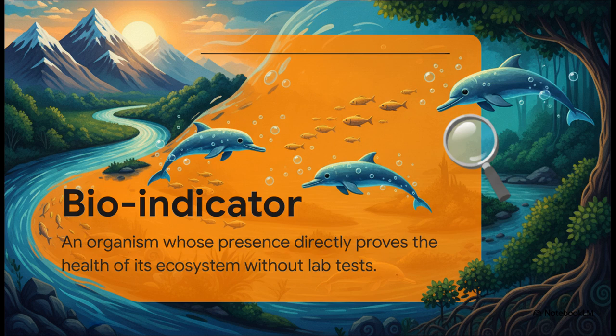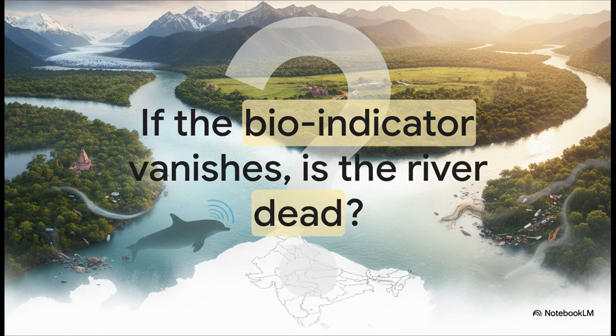Well, it means if you see this dolphin happily swimming around and hunting in a stretch of the river, you don't even need to take a water sample back to a lab. Its mere presence is living, breathing proof that the water is clean and the entire ecosystem is thriving. But, this brings us to a pretty chilling reality. If the dolphin is a bioindicator, what does its absence mean?